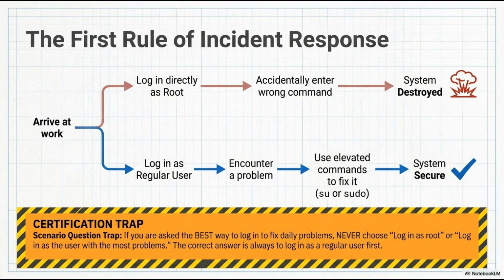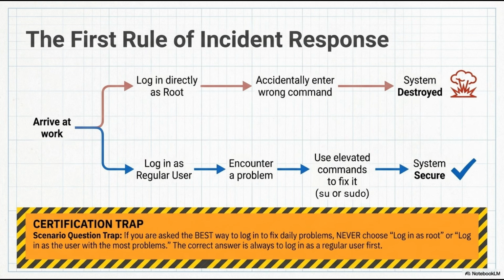See, that perceived efficiency is exactly what the slide highlights as the certification trap. Ah, the trap. Yeah. Logging in directly as root means every single command you type is executed with that UID 0 authority. So no safety nets at all. Zero safety nets. A misplaced wildcard in a standard remove command will recursively delete everything from the root directory down. You always log in as a regular user first, so your default state is restricted.